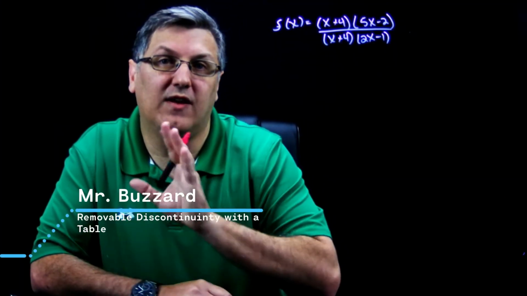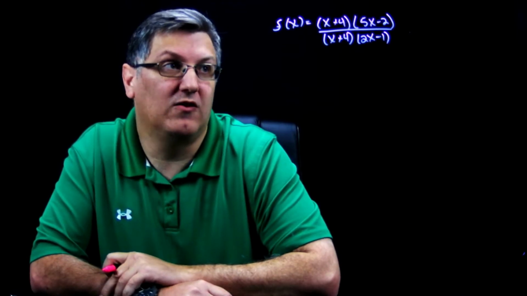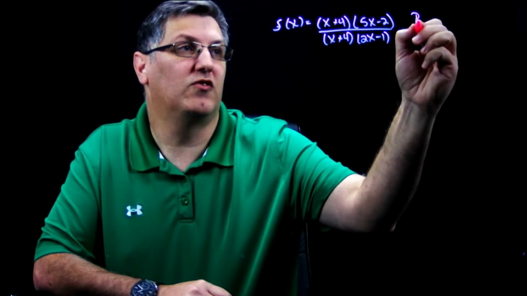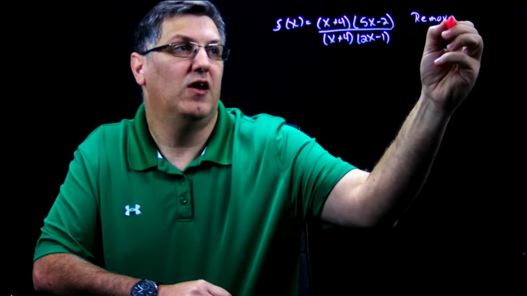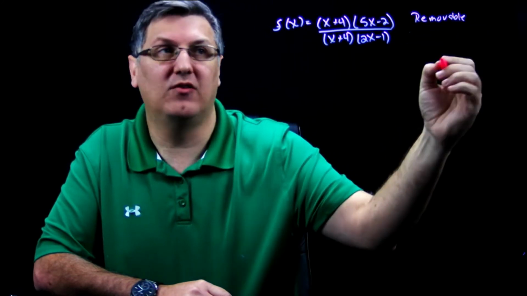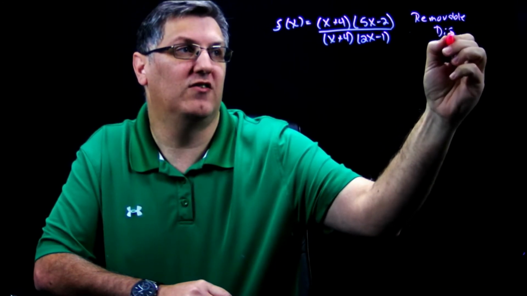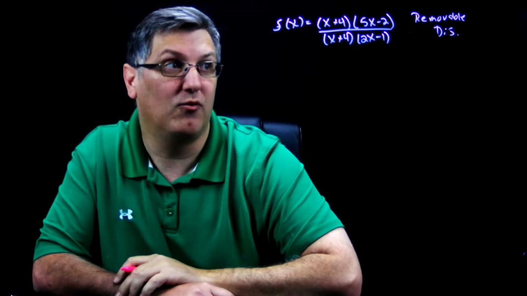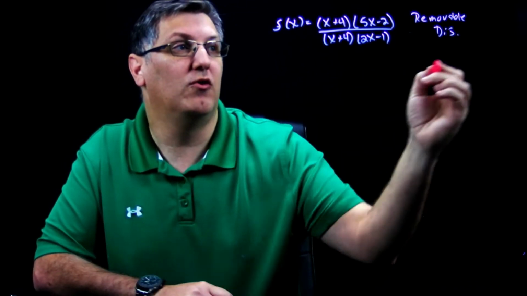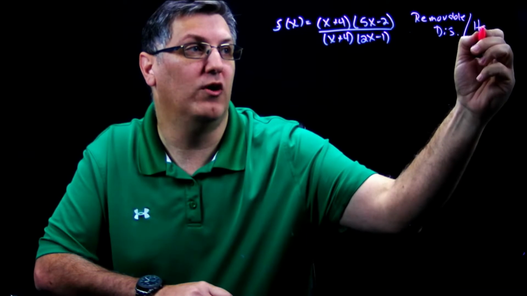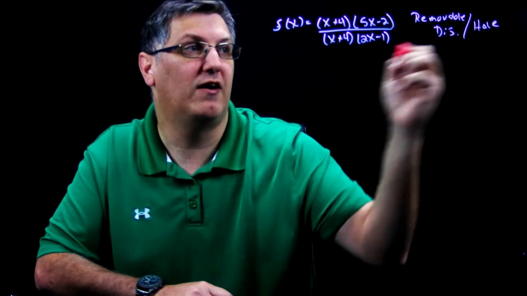All right, let's take a look at our first discontinuity. We're going to call this removable discontinuity, and the name itself explains it. I can't spell, so I'm not even going to attempt. Removable discontinuity, or we also know this as a hole in the graph. So there's a hole in the graph.